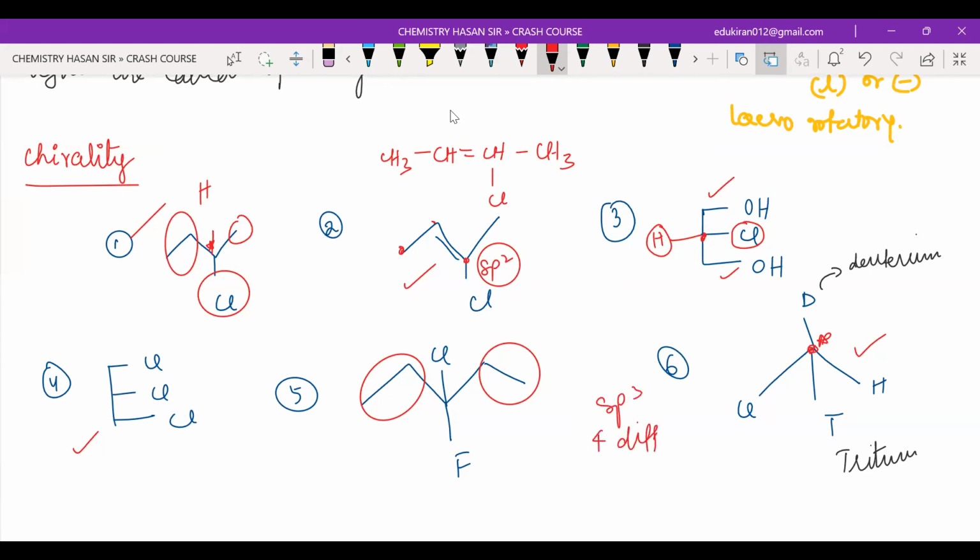Okay, one more question from sir: can you explain the fourth case? Fourth one, you can see this is your hydrogen, this is your hydrogen. So two of the same group on this carbon, so it is not chiral. Come to this: this is your chlorine, this is your hydrogen. Two different groups, but the other two groups are the same. That's why it is not chiral. Is that clear, or should I explain it more? Understood, sir. Is there any other doubt?